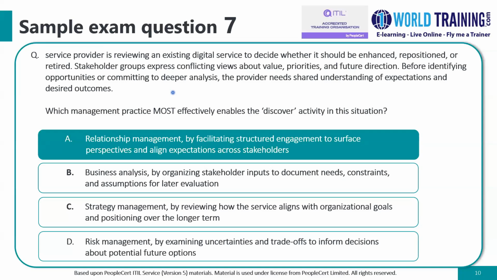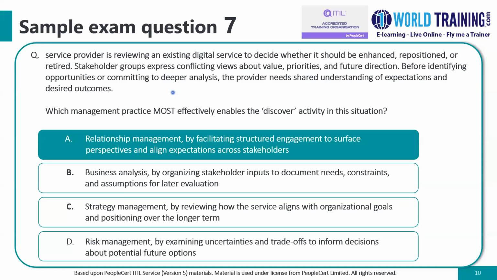Choice B, business analysis. This will structure and document the needs, but it assumes stakeholder inputs already exist. But here we have misalignment. Business analysis will be defining the stakeholder needs and requirements. So B is incorrect. Choice C, strategy management, also incorrect because that will define, agree, and communicate the organization's product and service strategy. It addresses organization direction, but does not resolve conflicting stakeholder expectations at the service level during the discovery.